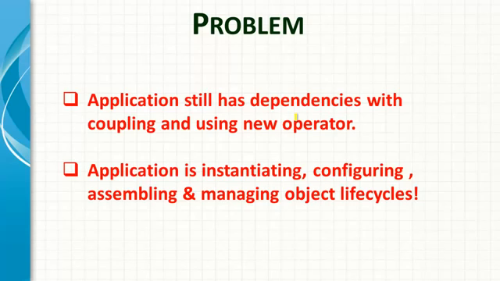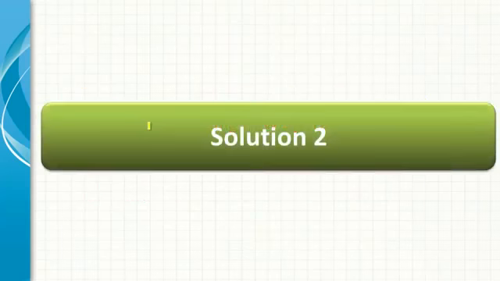So you still have the problem that you still have dependency, although it is loose coupling and you are still using new operators. Apart from that, your code is managing the beans, your code is doing the instantiation, your code is doing the configuration, your code is doing the assembly. You're writing pure Java code to do all these things. Dependency coupling is slightly different than what we have already seen till now. Yeah, let's see the quick example.